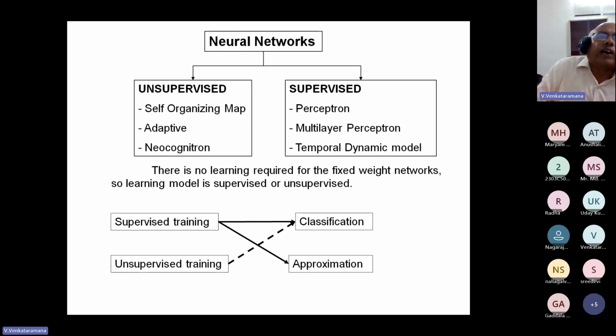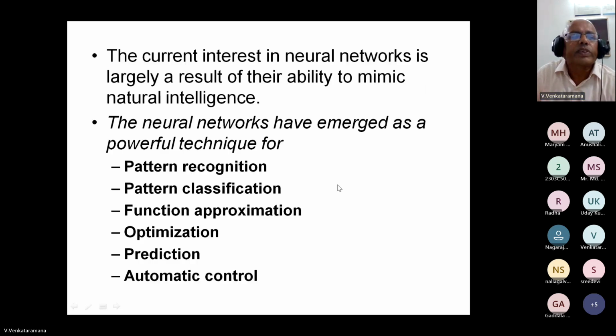Therefore, in this area we will have several problems, as I mentioned, such as classification problems. Supervised and unsupervised learning can both do it. Neocognitron is one algorithm, and adaptive learning. The self-organizing map comes under unsupervised learning. In supervised learning we have the perceptron, multi-layer backpropagation, radial basis function, and so on. The problems can be pattern recognition or pattern classification, function approximation, optimization, prediction, automatic control. The problems can be anything. Based upon the problem, we should select the particular paradigm.